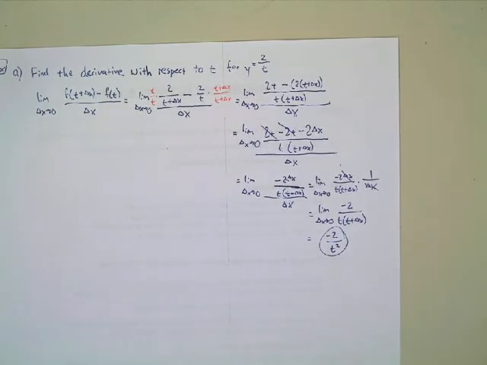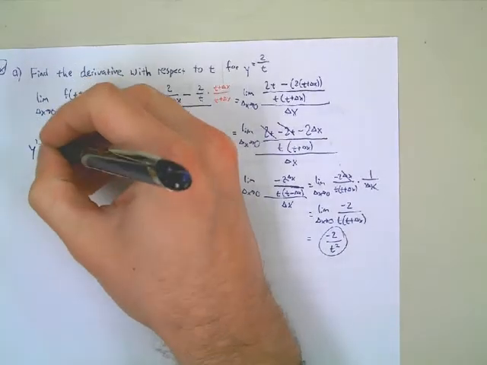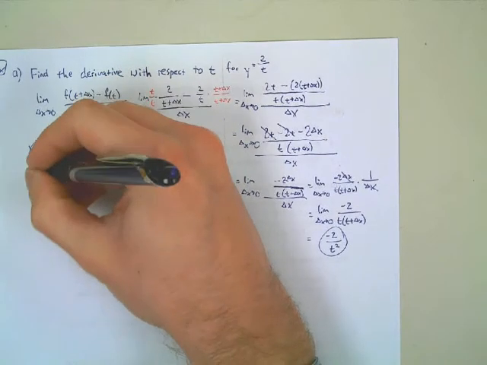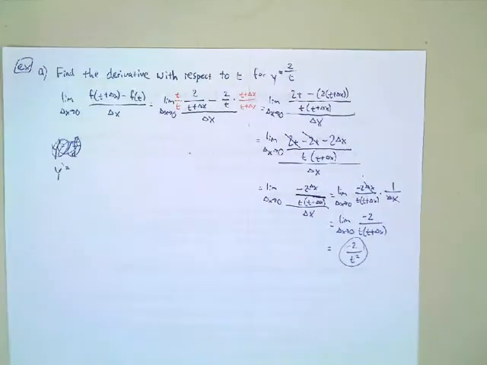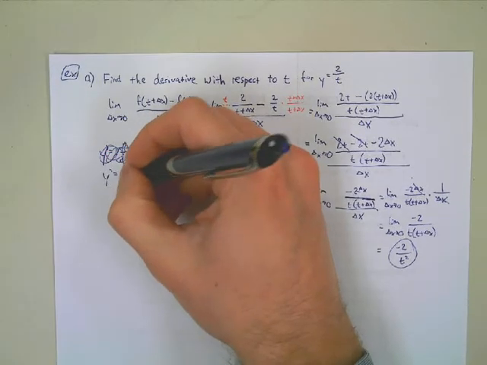Okay? So there's the derivative. Yay! So what can we say? We can say y prime equals negative 2 over t squared. Okay, that's one way to write the answer.